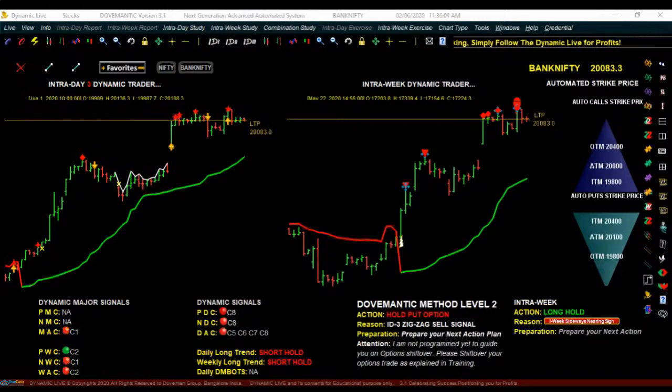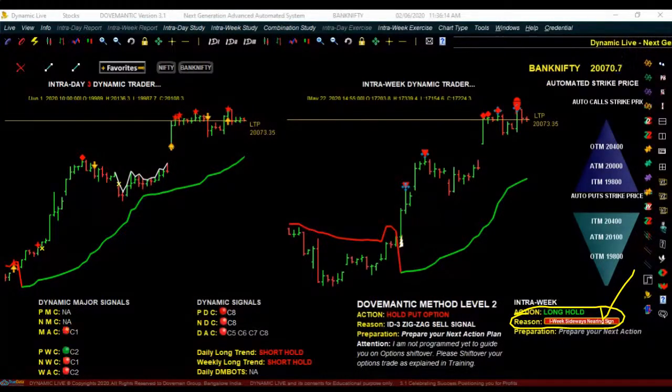And then we have the reason below this action. You can see here, as of now for Bank Nifty, it is very clearly written as sideways nearing sign. It means this Dynamic Live is telling you that the sideways is nearing. Any moment the sideways may start. Be ready. Later at some point, the information will change to sideways start sign. So when it says sideways start sign, you know that sideways has started.